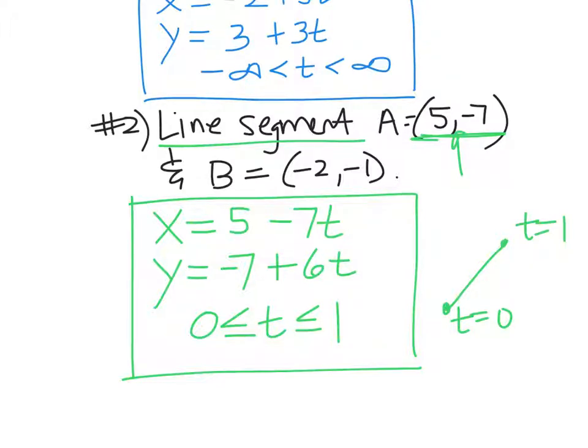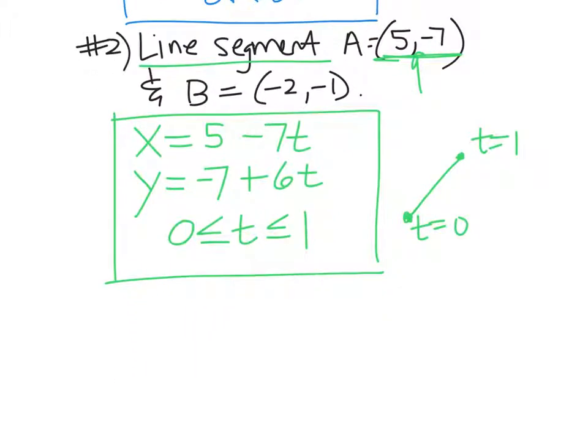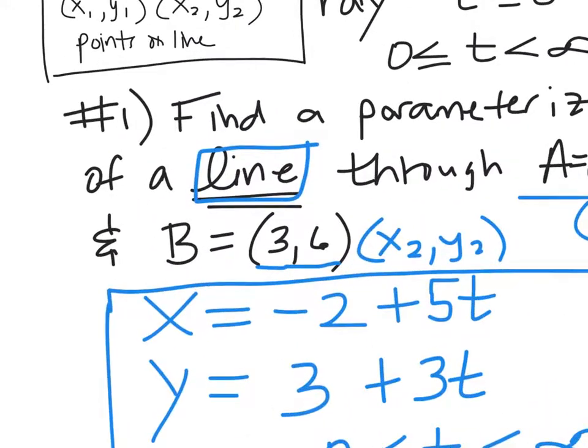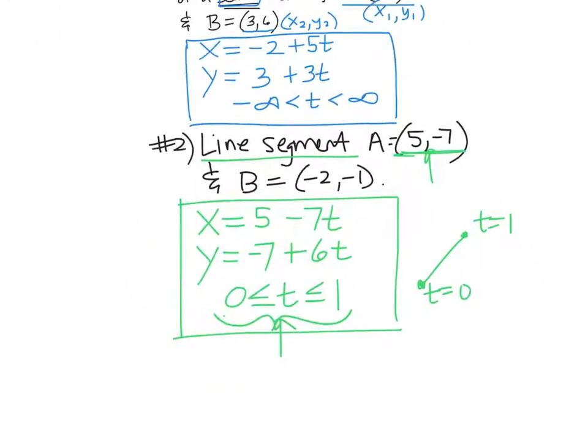Okay, so a segment has endpoints, and a line has arrows. The equation will be exactly the same. It's this that changes. So, in the problem, they have to tell you line segment or line, or else you're like, what is it?